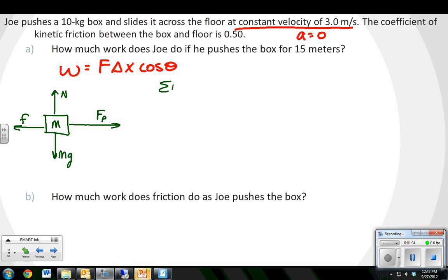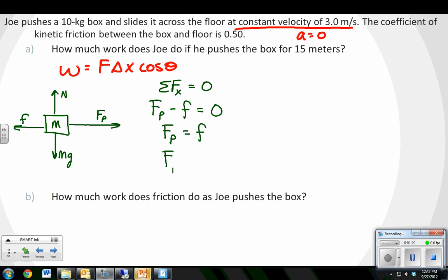Force of the push is in the x direction where there is 0 velocity, or 0 acceleration. Force of the push minus friction equals 0. So the force of the push equals friction. What's friction?